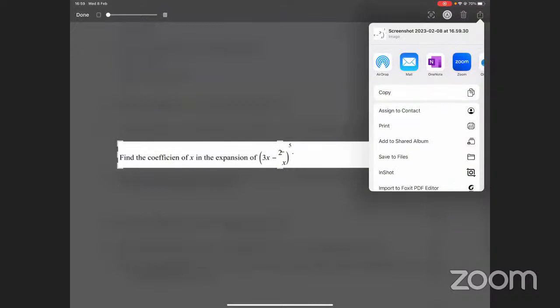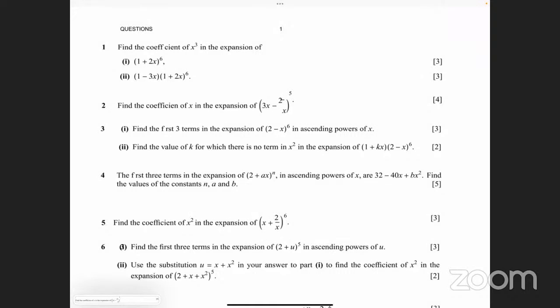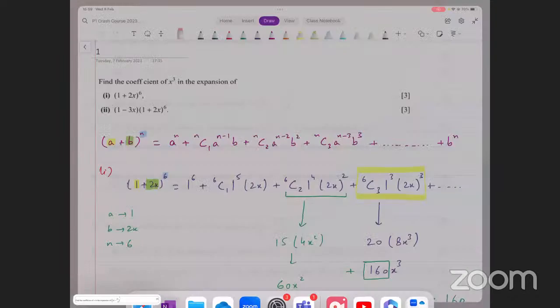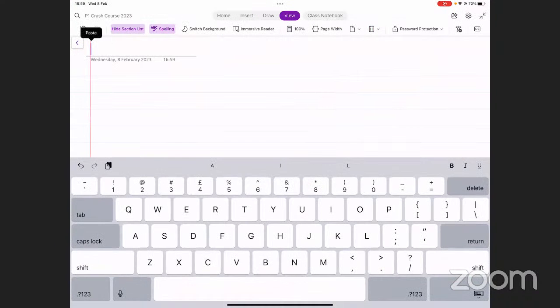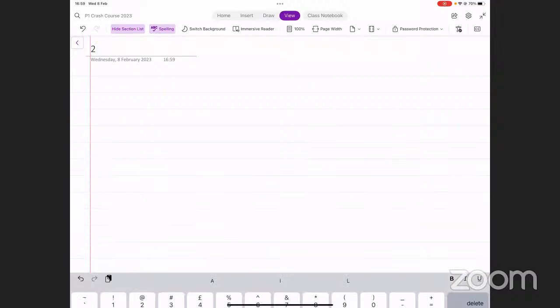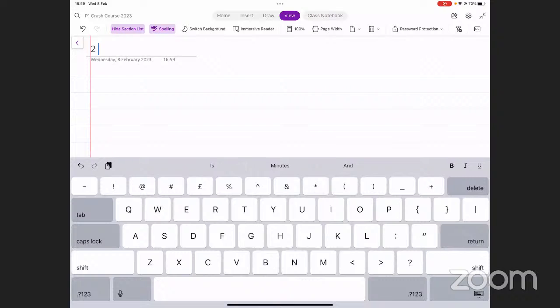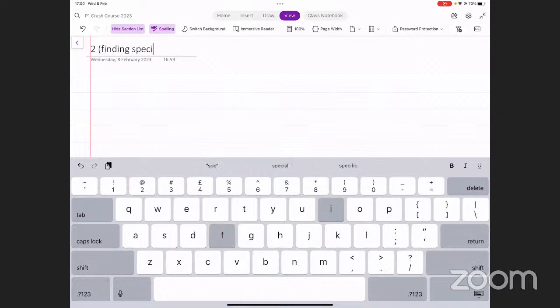Now, there's a slight misprint here. I'll just write it down again. This is question number 2, and we will use this to learn how to find a specific term in an expansion.